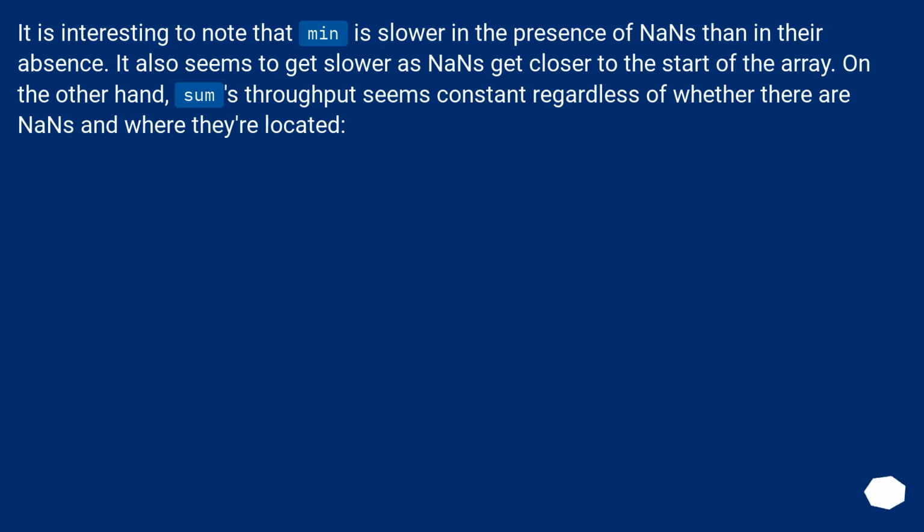It is interesting to note that min is slower in the presence of NaNs than in their absence. It also seems to get slower as NaNs get closer to the start of the array. On the other hand, sum's throughput seems constant regardless of whether there are NaNs and where they're located.